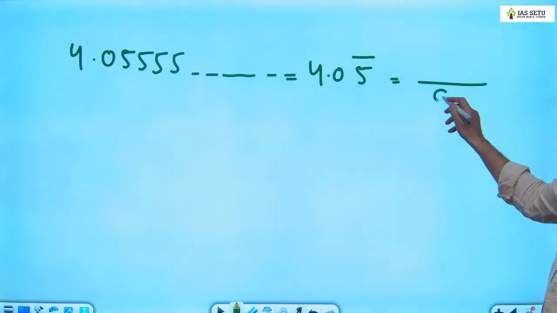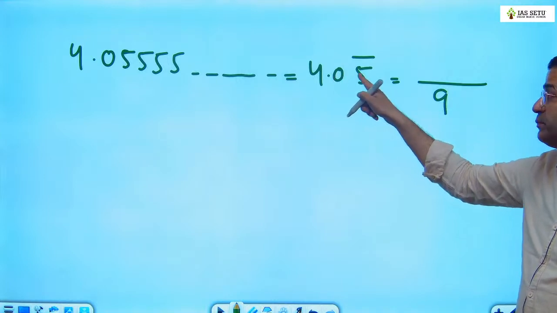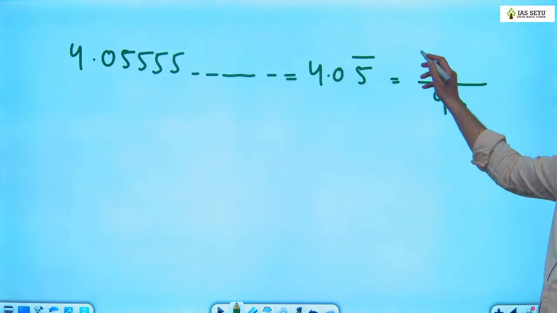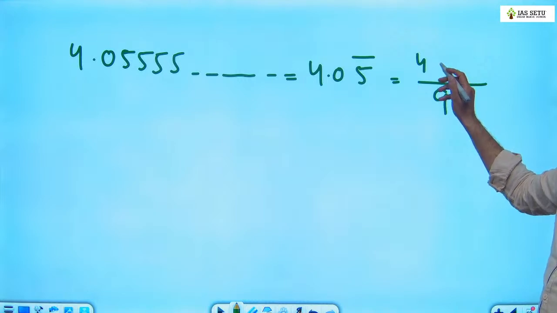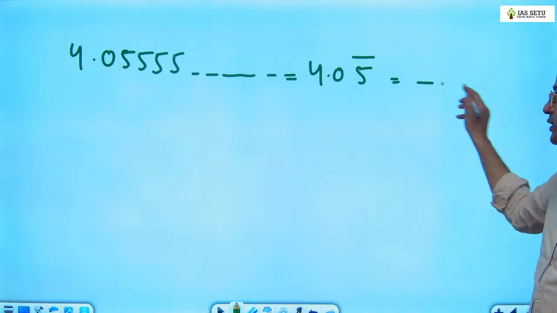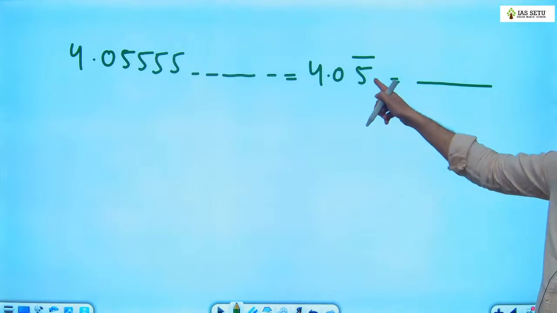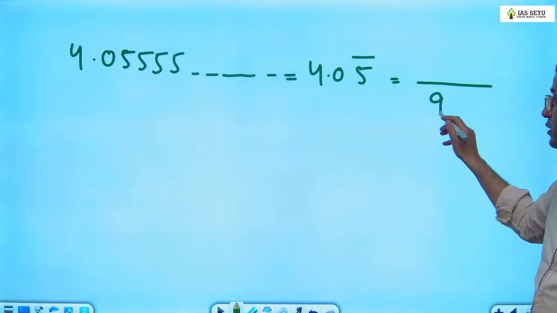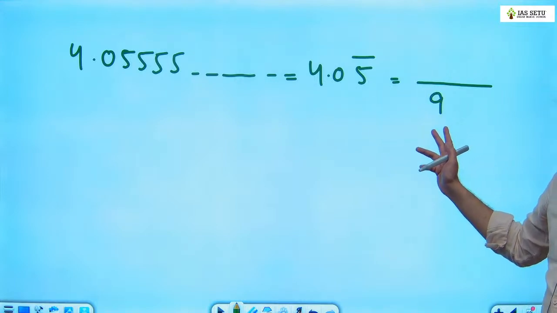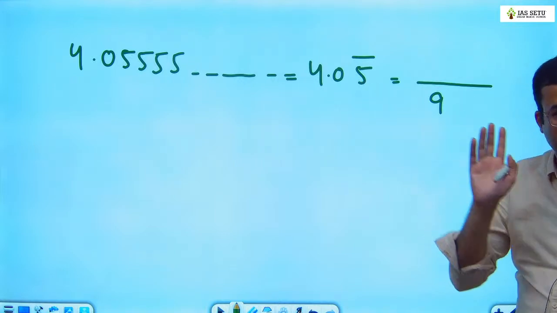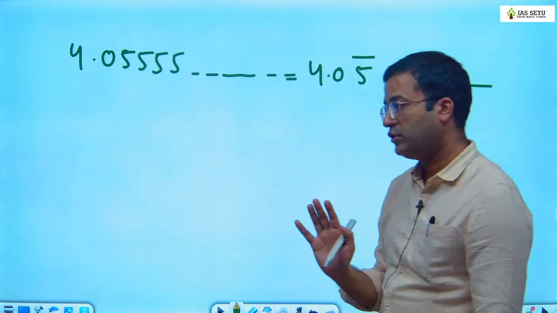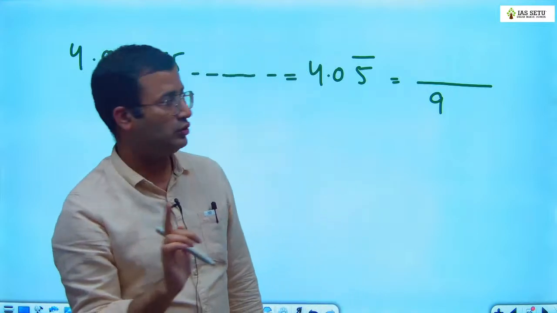1 digit under the bar, 9. 1 digit between decimal and recurring part, 10. Numerator will be, acha, like here I tell you what some students miss. There is 1 digit in the bar, 9. They ignore 0. Between decimal and recurring part there is a digit. 0 is also a digit. For that 0 we have to put 10.